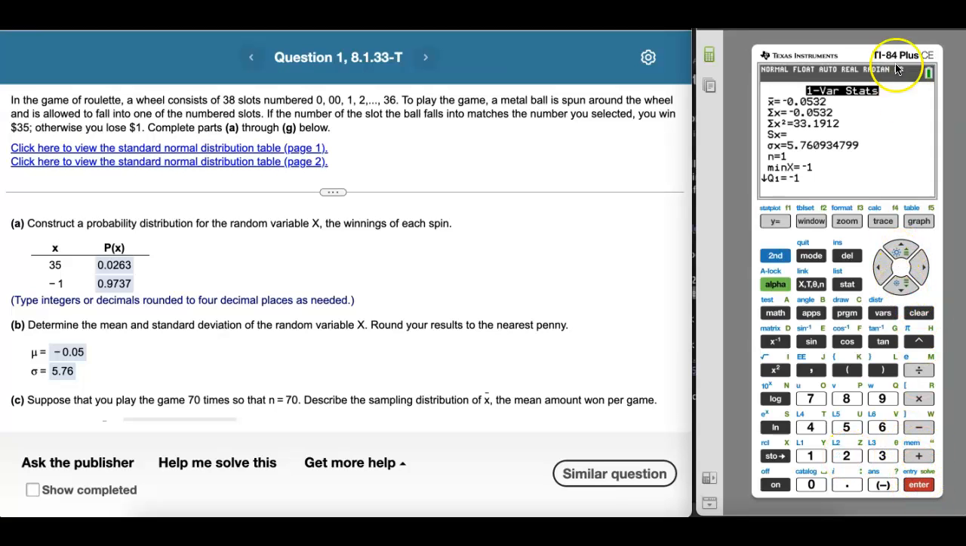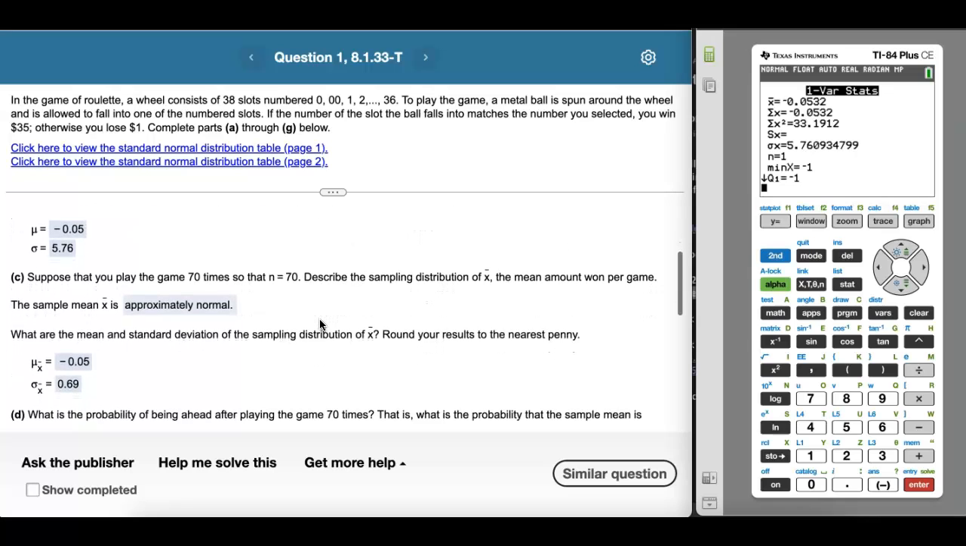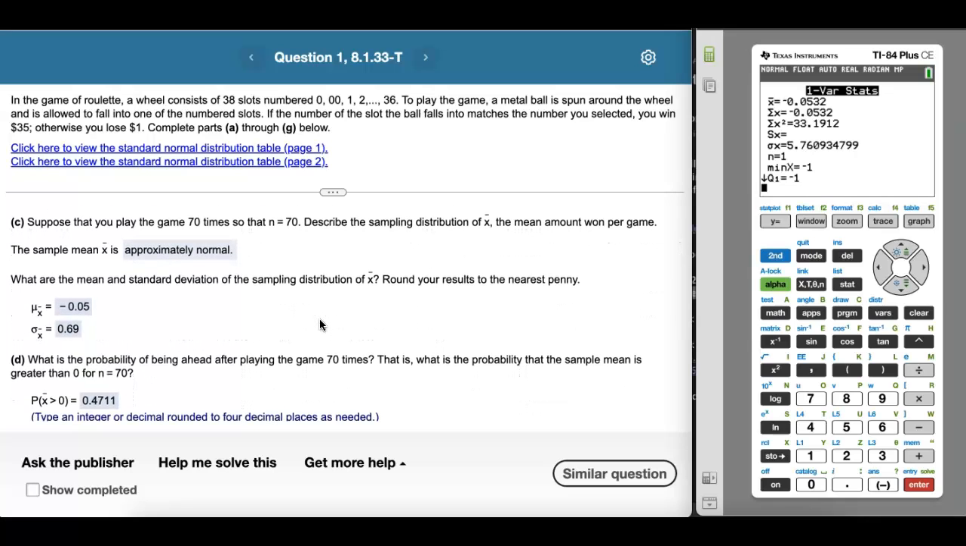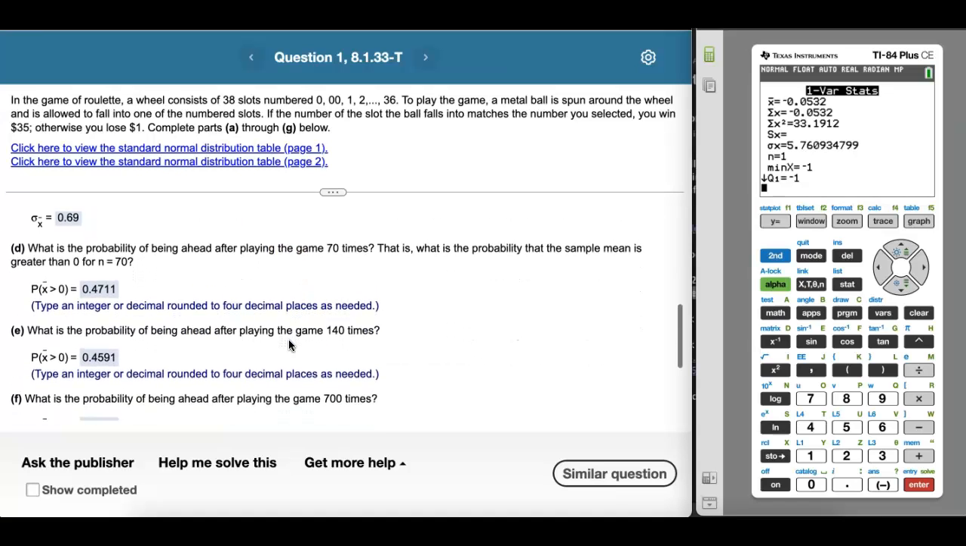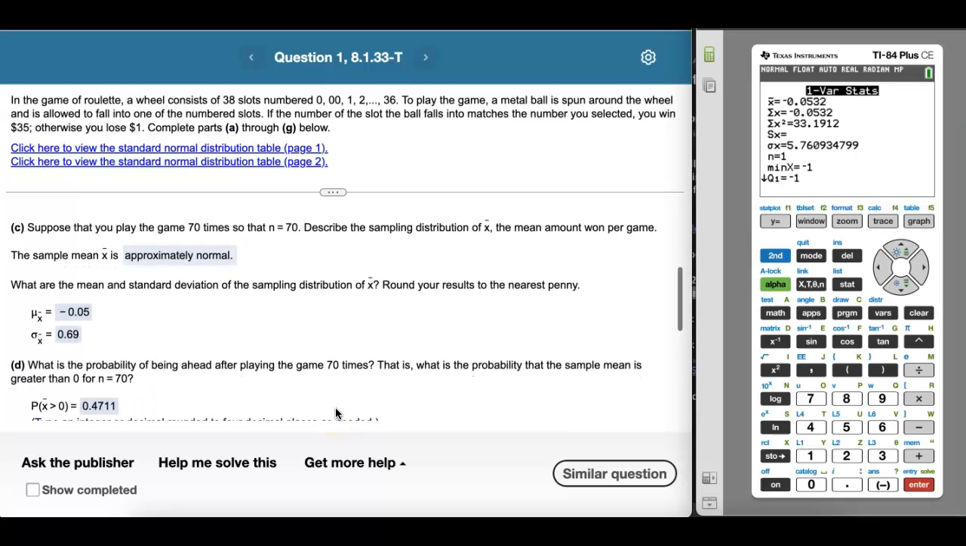We'll calculate. Notice here's the mean up here at the top, and it's negative 0.05 when we think about this in terms of money. So we're looking at a mean of losing 5 cents. The standard deviation is here, 5.76. So then we're asked some questions about different sample sizes, essentially. Let's say we play the game 70 times. I think later it asks 140 times and then 700 times. So let's go through how we calculate these different probabilities with these different sample sizes.